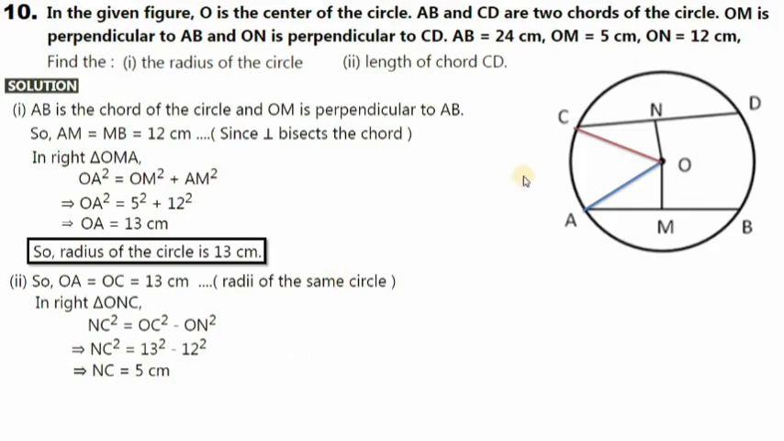So we got NC, which is only this much, but they are asking you to find the length of the chord, so it's going to be double, isn't it? Because CN and ND both will be equal, CD will be double of NC. So CD is equal to double of NC. NC is 5, so double of 5 is 10. So the length of the chord CD is 10 centimeter.